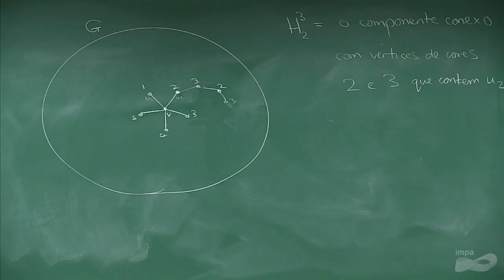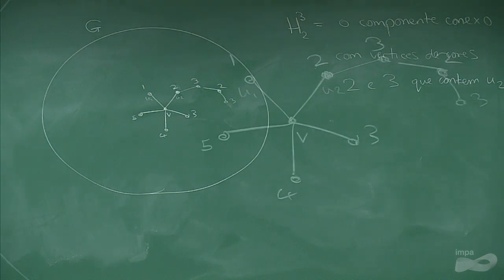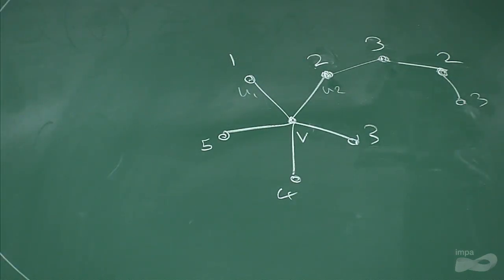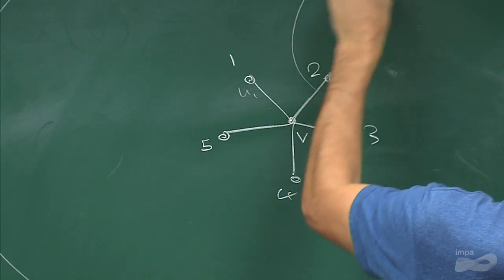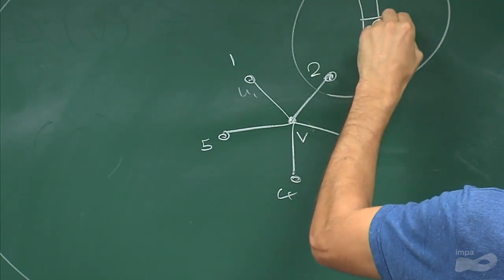Does it make sense? So we just look at the vertices with colors 2 and 3. So they form various connected components. Right? There are various subsets that are connected and disconnected from each other. And one of those contains this vertex U2 because it's got color 2. So let's look at that one. So here is H2,3.